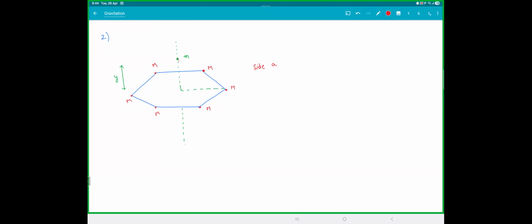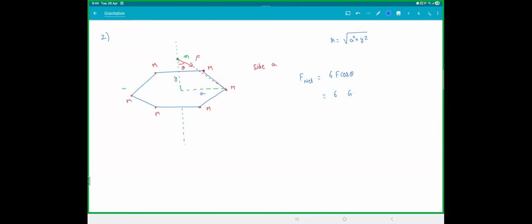So this one particle here will attract with a force F, and this would be in this direction. And let this be theta. And what will be that distance there? So the distance between the particles, this is side a and this is y. So the distance r between them is root over a square plus y square. So the net force on the particle will be 6 times F cos theta.